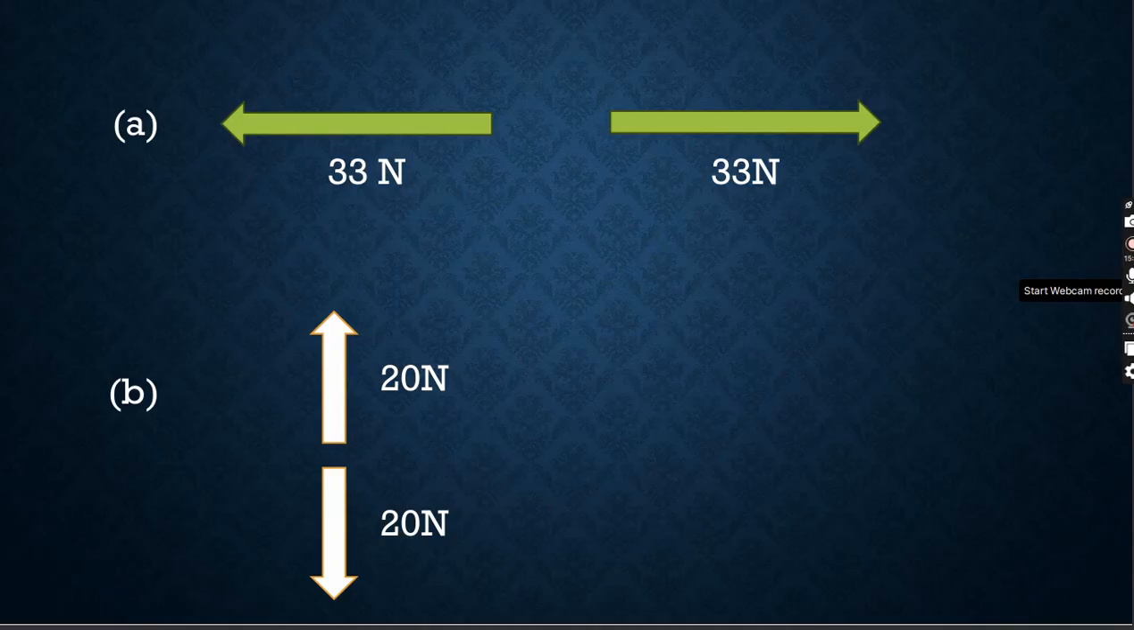Okay, so let's do this question now. We have two questions, A and B, but we are going to use the same scenario there. The first question is to find the resultant vector. You also find the direction. As you can see, this vector which is going west is 33 Newton, and this one is 33 Newton. Also, this one is 20, and also this one is 20.